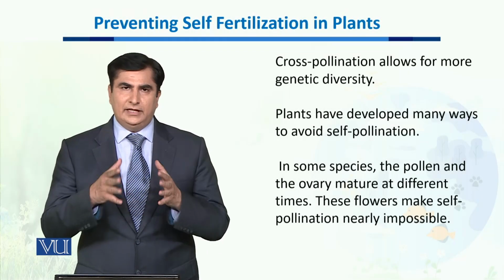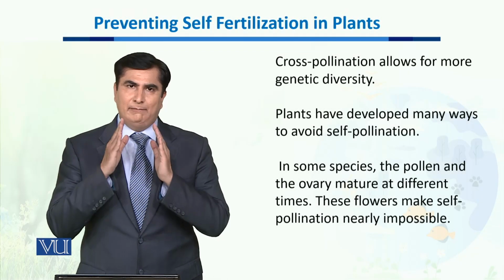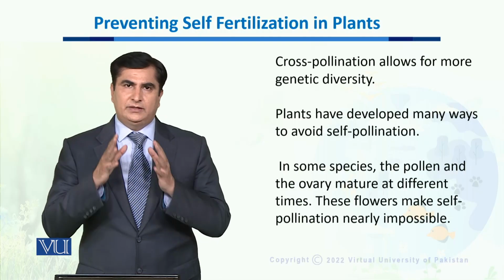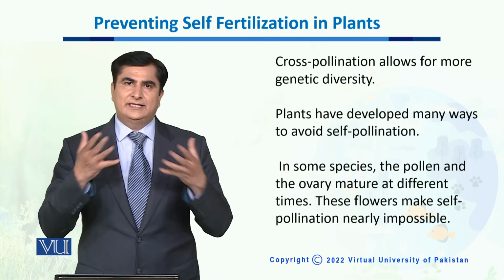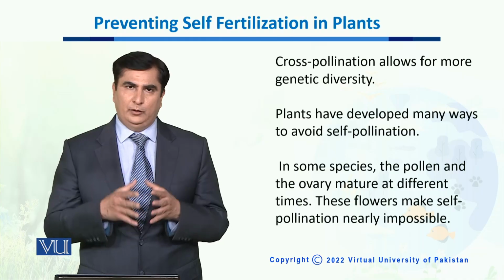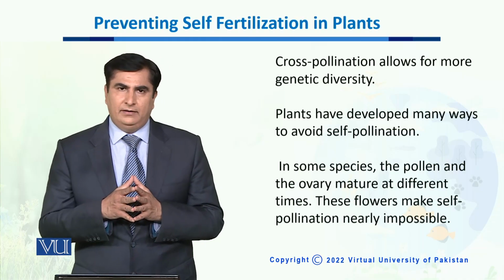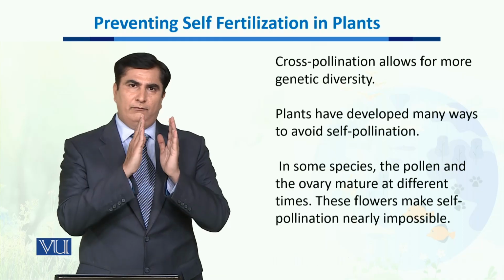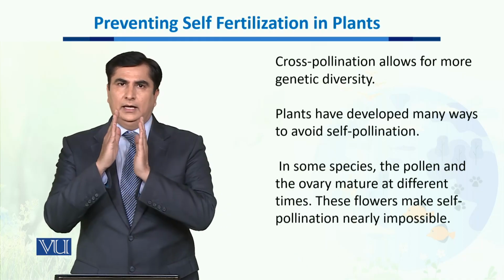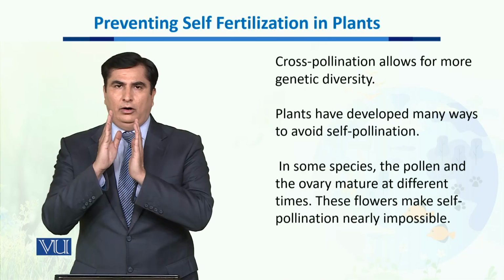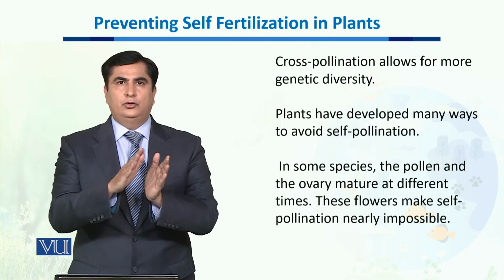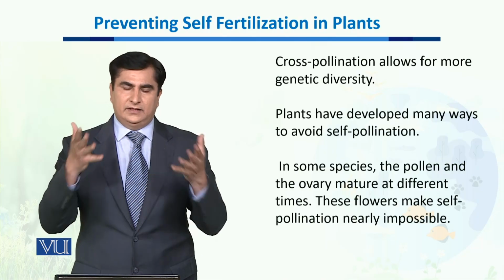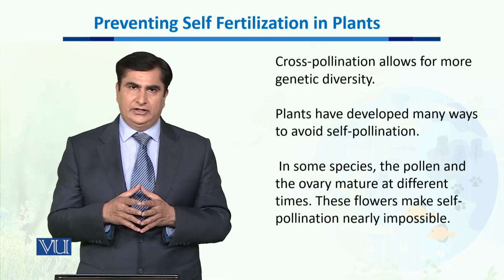Dear students, in this unit we will talk about certain mechanisms by which plants prevent self-fertilization or self-pollination. As you are aware, self-pollination is the transfer of male gamete or pollen from the male part of the same flower to the female part, and that results in self-fertilization.